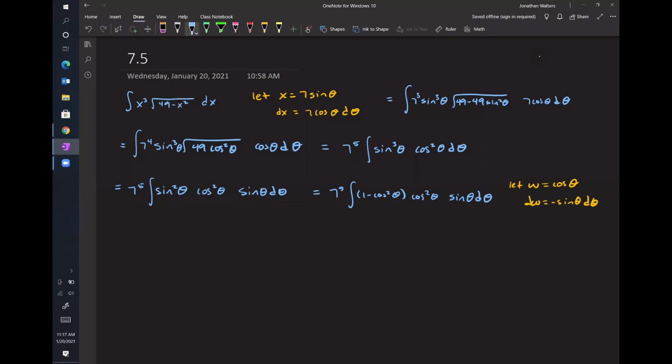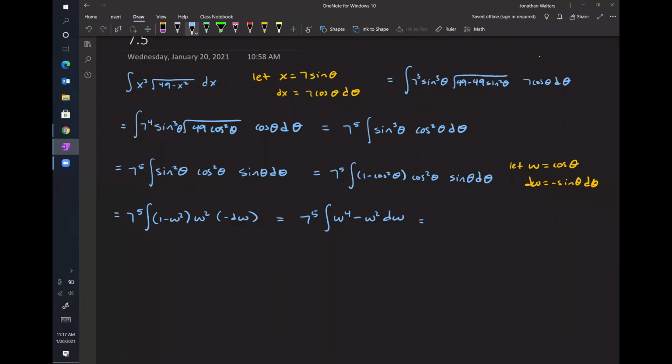All right, so this is going to be 7 to the 5th power integral of 1 minus w squared, negative dw, which is 7 to the 5th power integral of w to the 4th minus w squared dw. I use that negative sign to flip that parenthesis, make it w squared minus 1, distribute the w squared. So this becomes 7 to the 5th power times w to the 5th over 5 minus w cubed over 3 plus c.